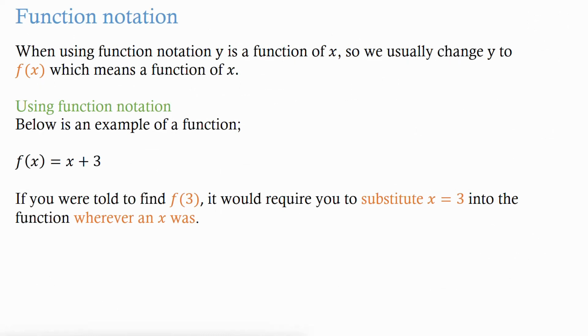In this video, we're focused on what we call function notation. So when using function notation, sometimes you'll see y equals 2x plus 3 or something like that. That's known as y being a function of x. So we usually change y to be f(x), which means a function of x, right? So sometimes you won't see the y, sometimes you will.